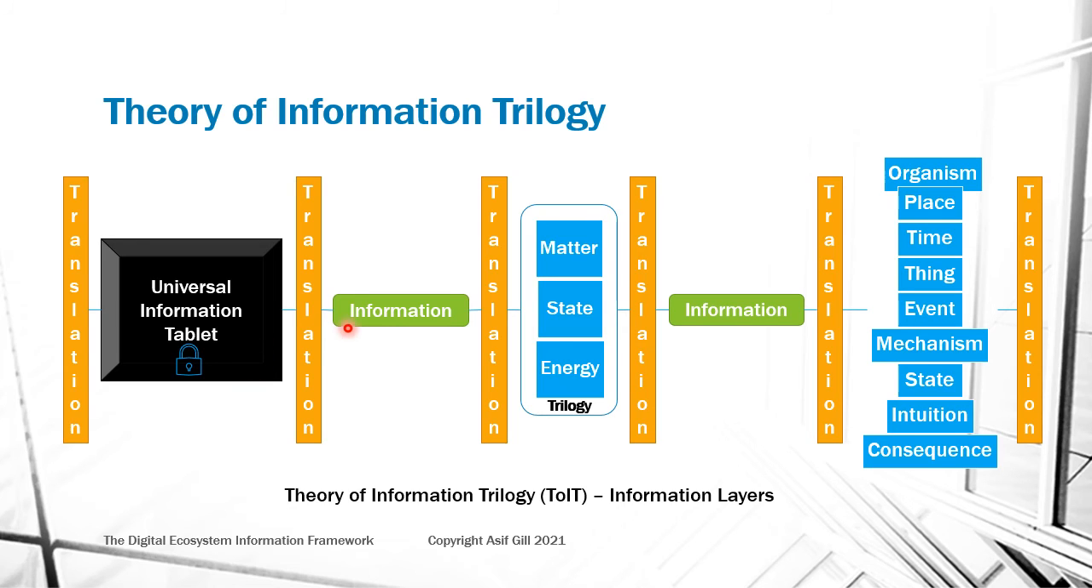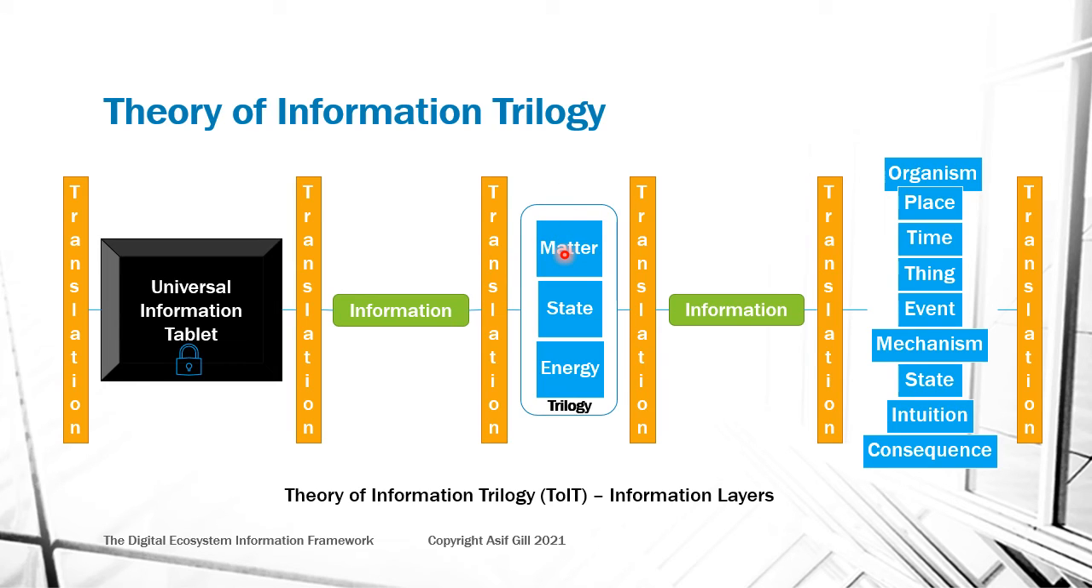From that, the information is already available in our environment, and that information is shown in the form of matter, state, and energy. If you further translate, this information is also available in the form of organism, places, and time. So we have a law of conservation of energy and information, where information cannot be destroyed and cannot be created. This has already been created. It's a matter of how we can discover it. And that's the baseline for information trilogy.